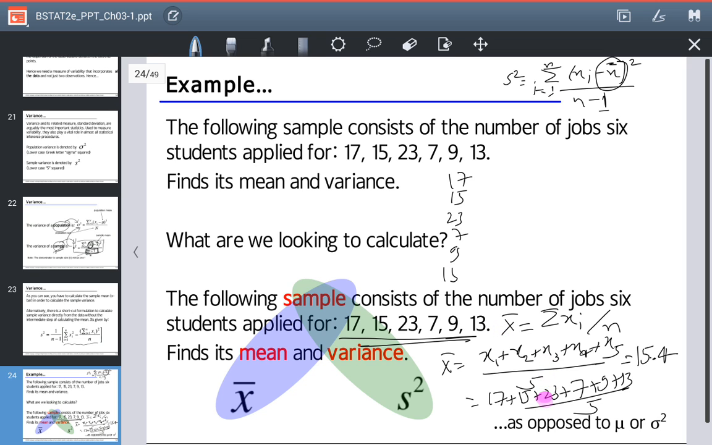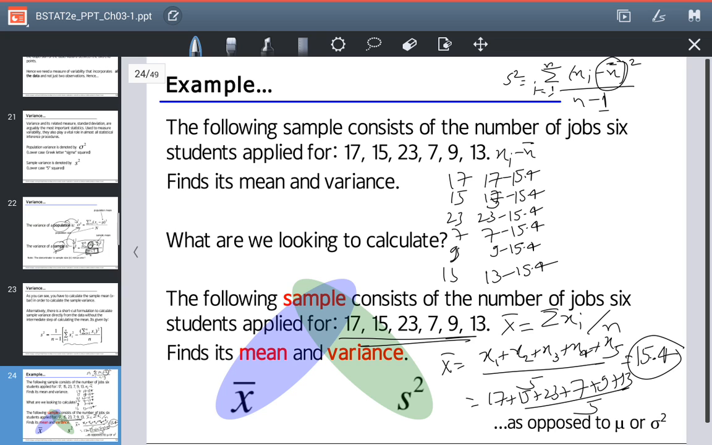and 13. Okay. And then the thing that you want to find out is the deviation from the mean, so xi minus x bar. x bar is 15.4. So this is 17 minus 15.4, 15 minus 15.4, 23 minus 15.4, 7 minus 15.4, 9 minus 15.4, and 13 minus 15.4. Okay. So you found that.